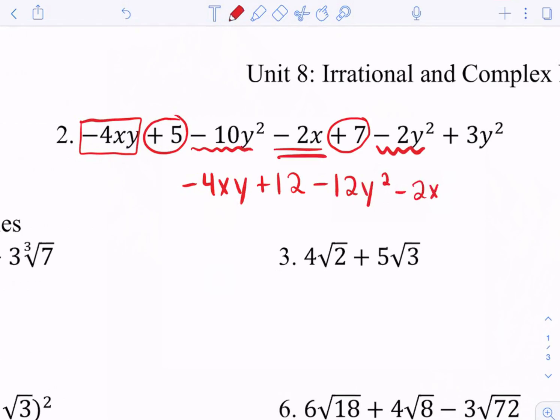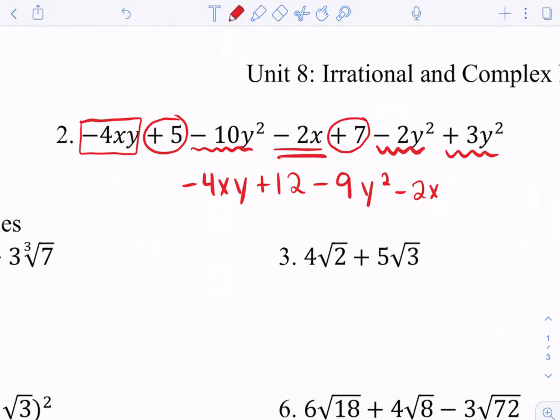And here I have a positive 3y squared. Uh-oh, I missed this before. Hold on, let's go back. I was supposed to add this. If you make the same mistake that I did, you're going to be like, wait, this one really matches with these other y squareds that I had. So let's fix how many y squareds I have total. I have negative 12 plus 3 more, which gives me a negative 9y squared.